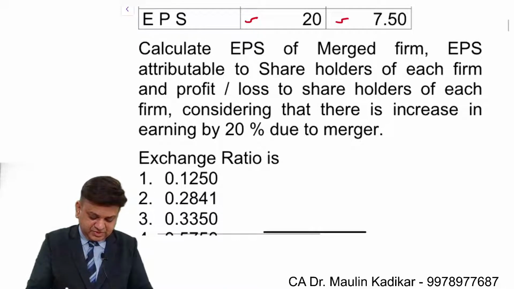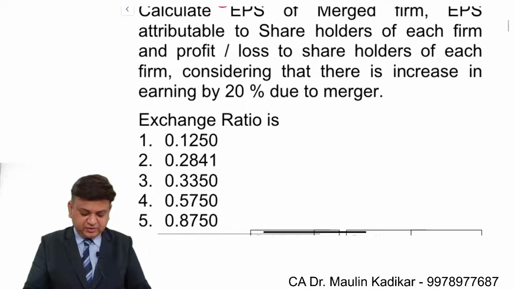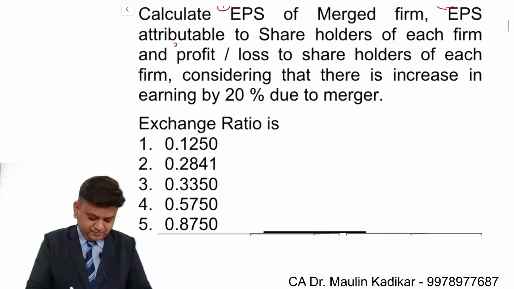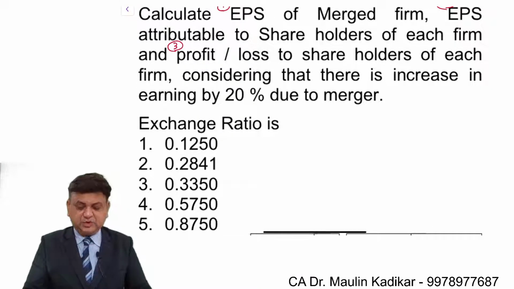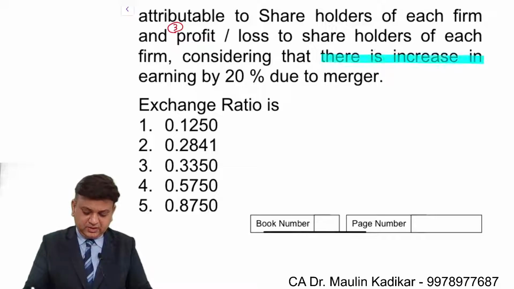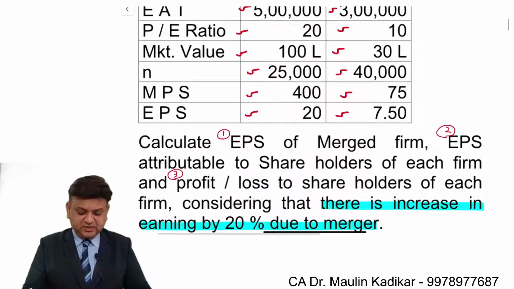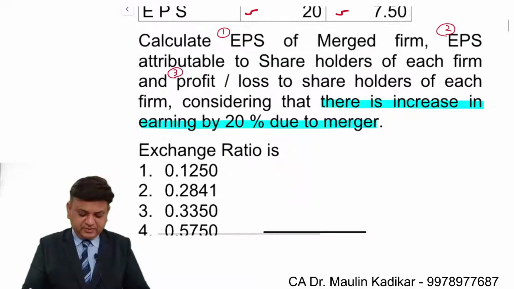The first question is to calculate earning per share of the merged firm. Second, earning per share attributable to the shareholders of each firm. And third, profit or loss to the shareholders of each firm, considering that there is an increase in the earning by 20% due to merger. So this time it has been given that the earning increases by 20% due to merger.